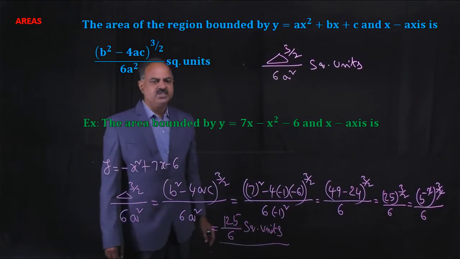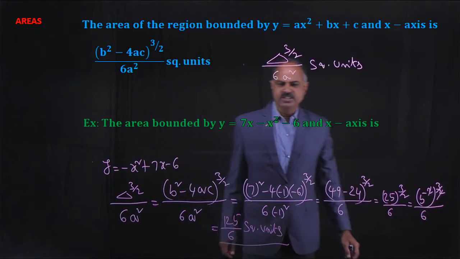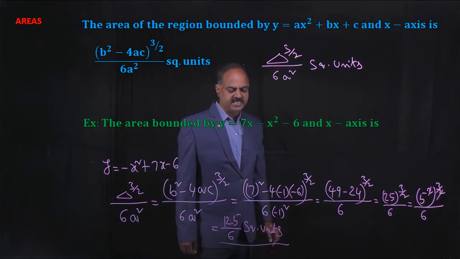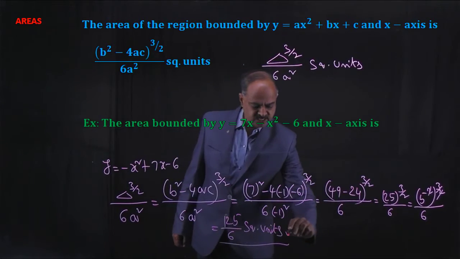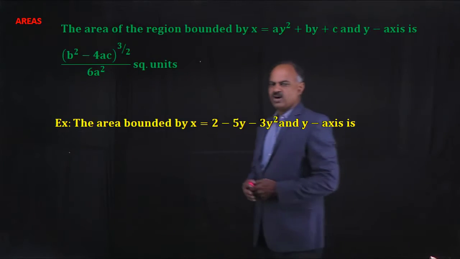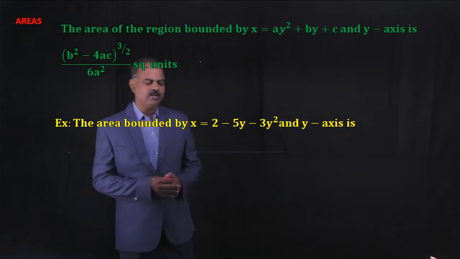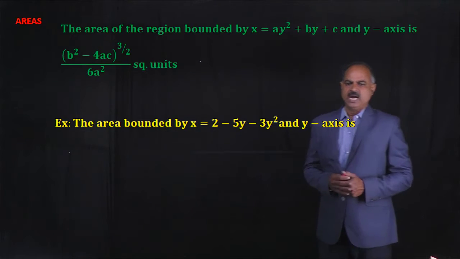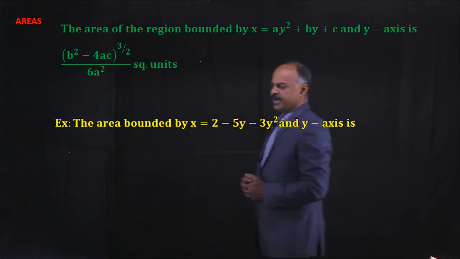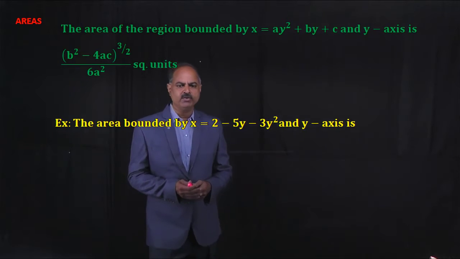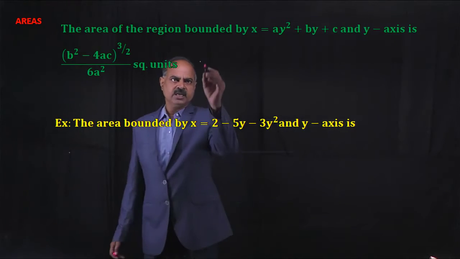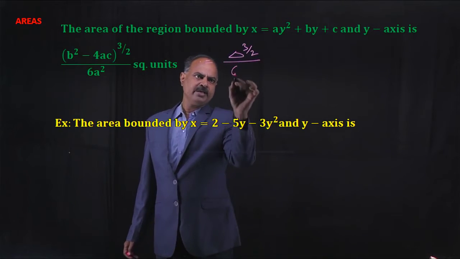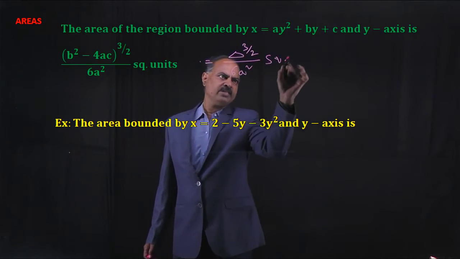So therefore the area bounded by y equal to 7x minus x square minus 6 and x-axis is 125 by 6 square units. Next formula: the area of the region bounded by x equal to ay square plus by plus c and y-axis is (b square minus 4ac) whole power 3 by 2 by 6a square units. That is equals to delta power 3 by 2 by 6a square units.